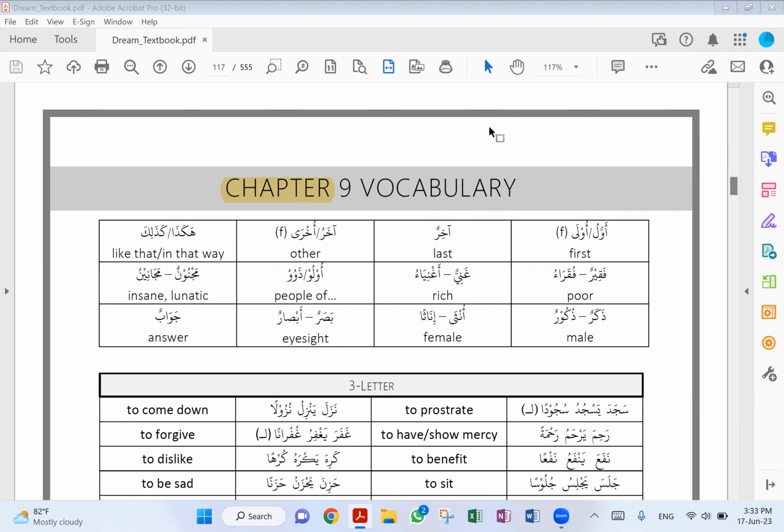We are continuing with our revision, Nahwu revision. Today, inshallah, we're studying chapter 9, which is going to be about negation. So negating sentences and negating different kinds of sentences.